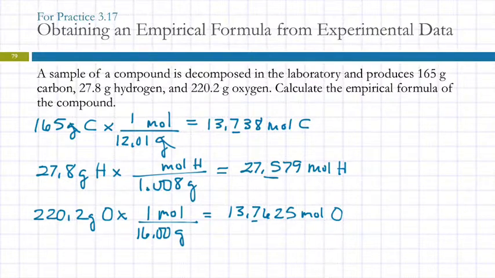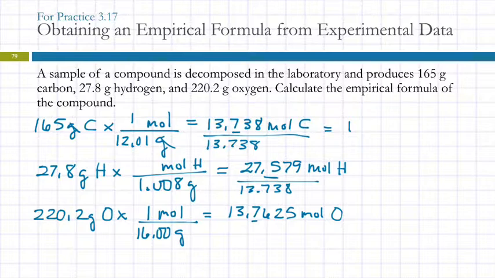So what we do is we take the smallest one, we divide all of them by the smallest. That way, the smallest ratio we're going to get is 1, and everything else will be larger than 1. So we look at these, and 13.738 is actually the smallest, right? It's a tiny bit smaller than this one. So I'm going to divide this one by itself, and that's going to give me exactly 1. And I'm going to divide this one by 13.738. And I'm going to divide this one by 13.738.